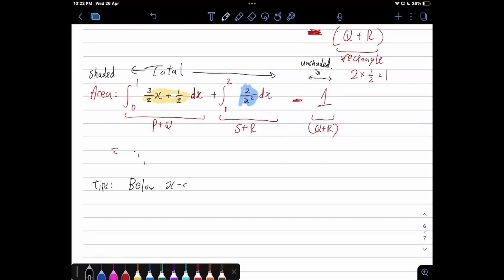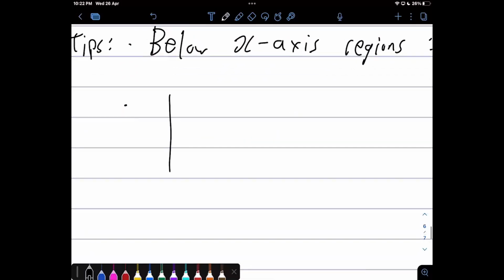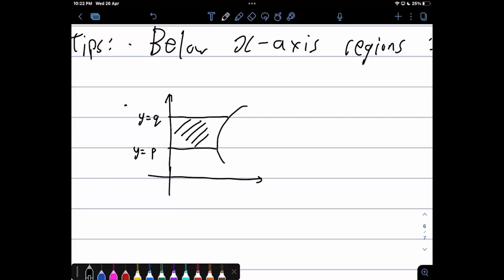Below x-axis regions, and regions is the formal word to use, you will have to put modulus or absolute value. What else? If it is this kind of diagram, this is y equals P and y equals Q. Then you have the area here. This is x equals f of y. Notice how I swap the x and y around. Usually it's y equals f of x.